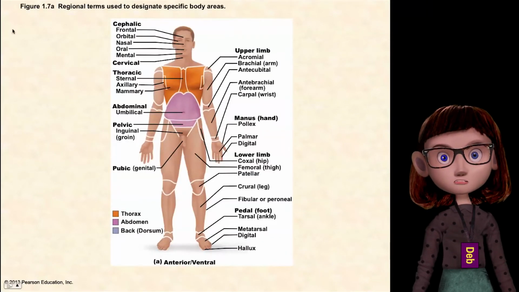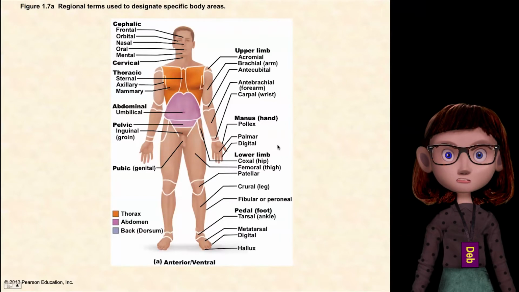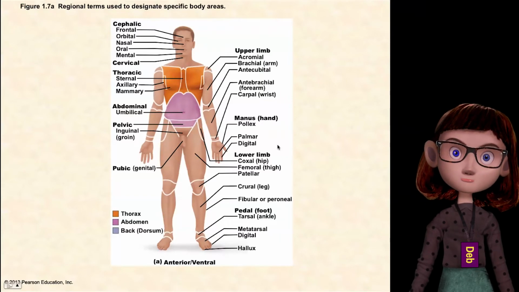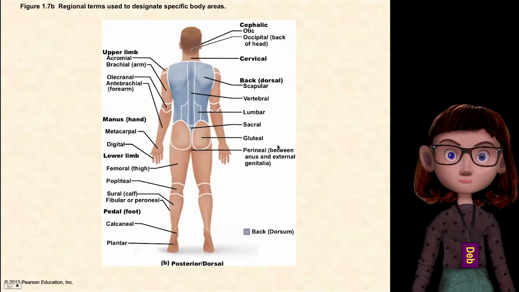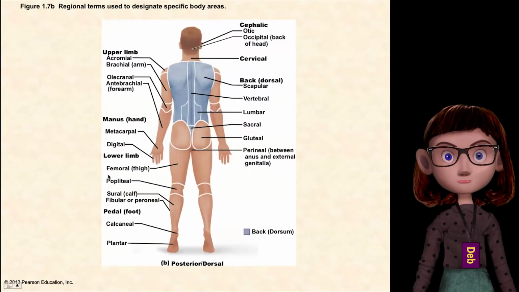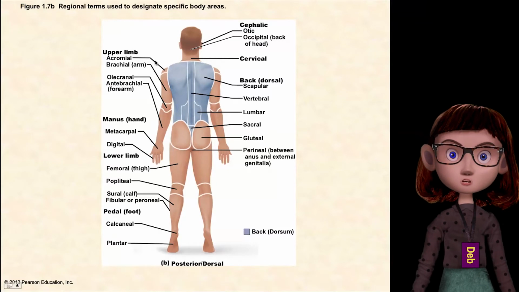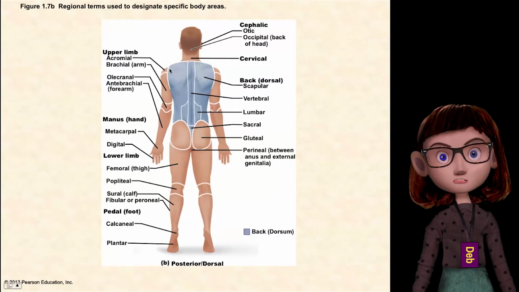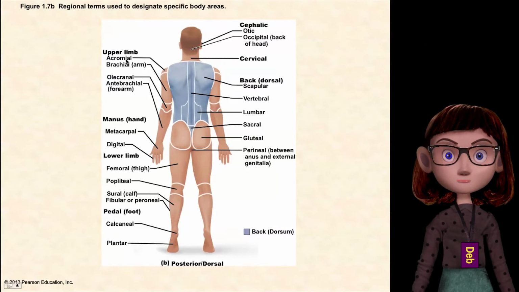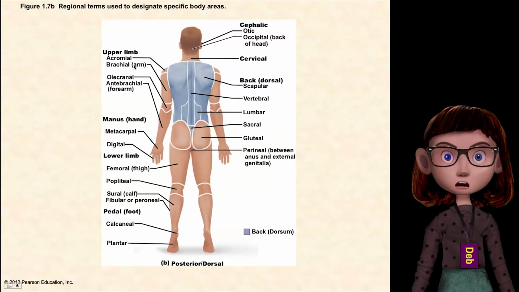And again, here are those regional terms. We just looked at those on the last figure that describes areas seen from the front, or anterior. And then here's posterior. For the upper limb, we have acromial. There's a process on your scapula right here called the acromion, and this area, of course, is called the acromial area.